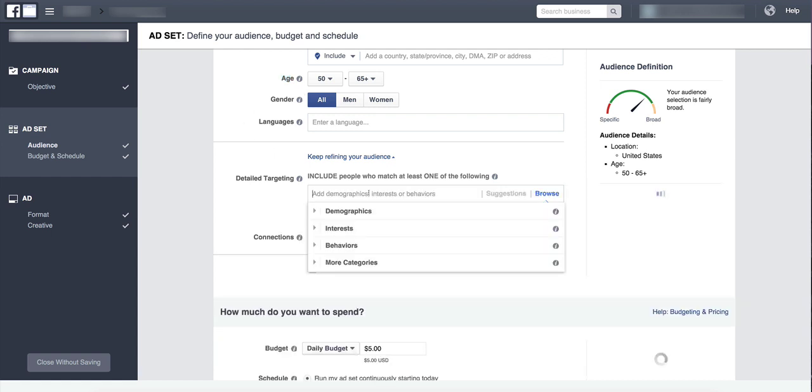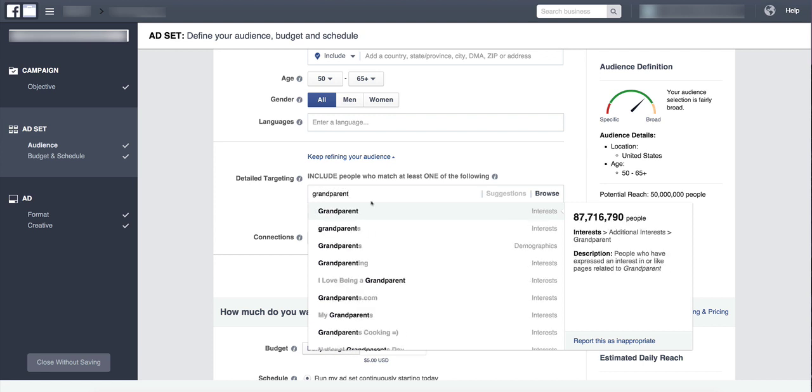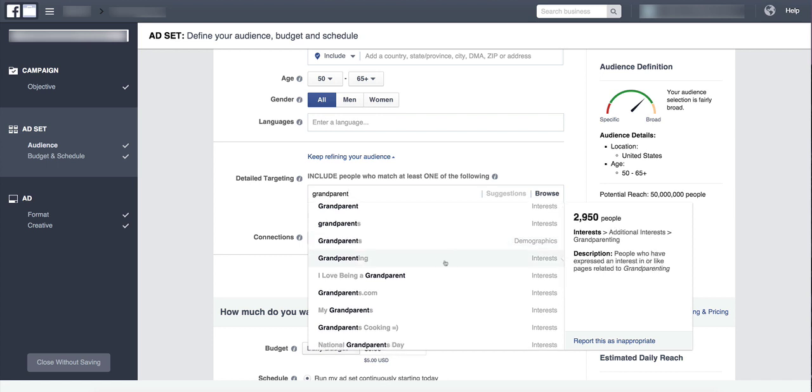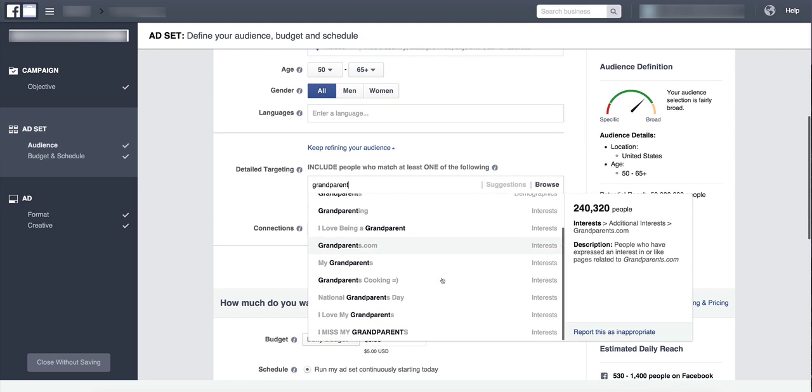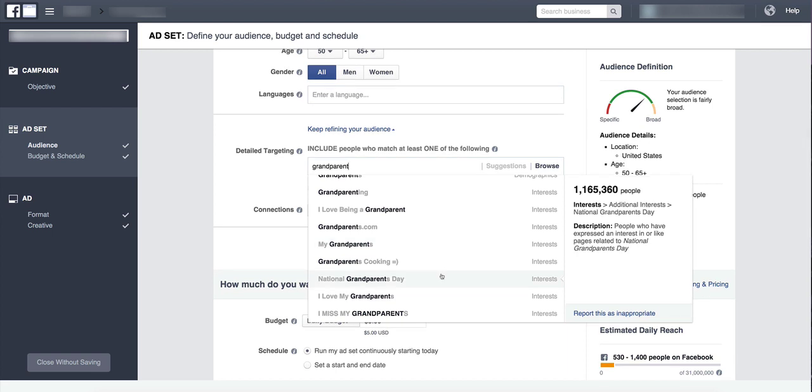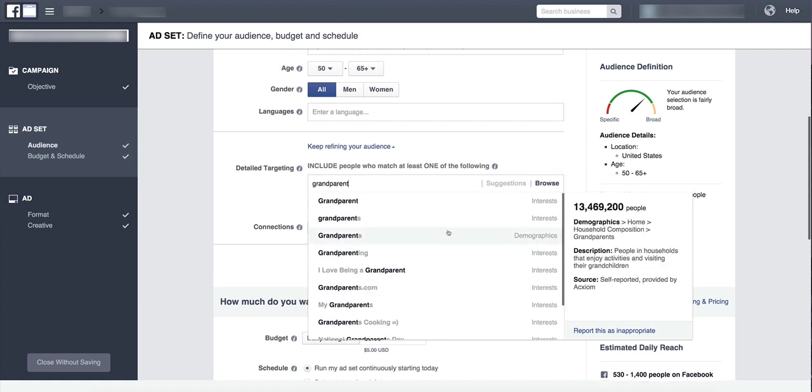But we also could look at the other keywords. Grandparents, that's a demographic, it's not an interest. But grandparenting, I love being a grandparent, grandparents.com, grandparents cooking. These are all more precise keywords. National Grandparents Day, very precise keyword. So you've got to start looking through these, and you'll find the most generic ones, like I said in the slideshow, are your broad keywords.